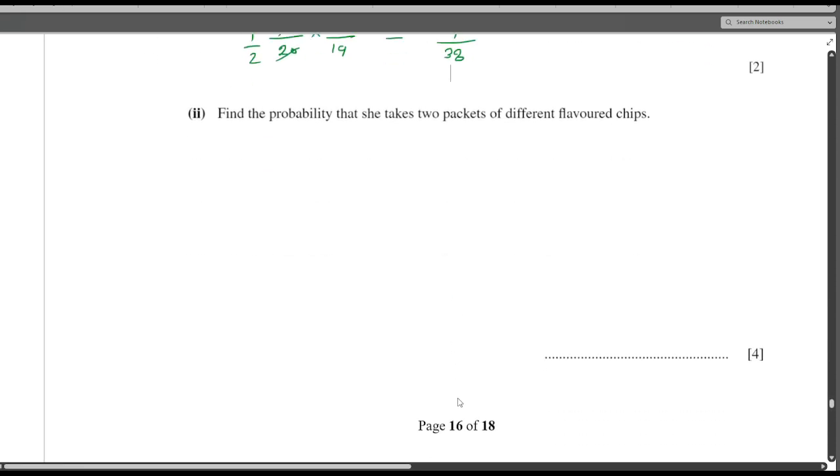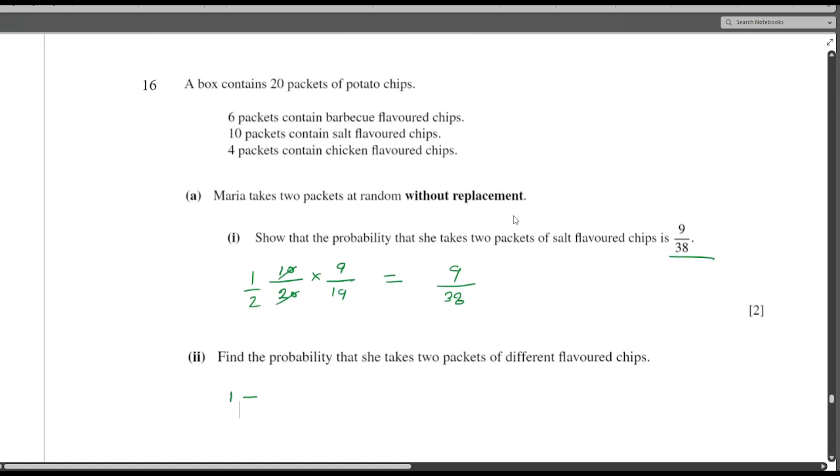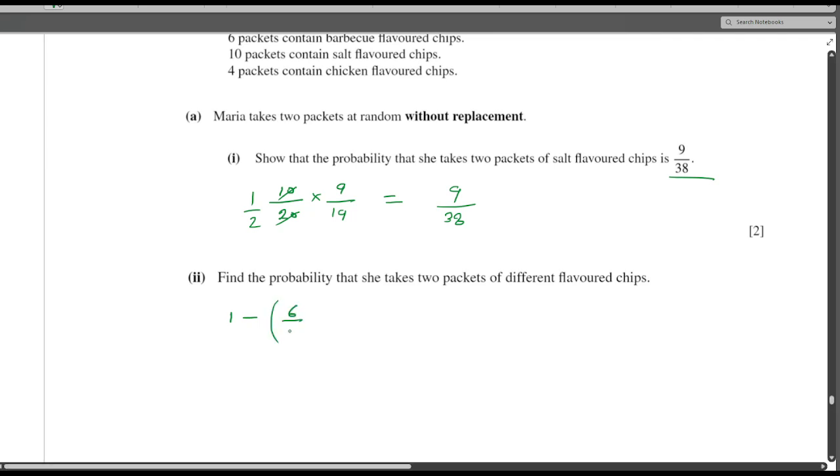Find the probability that he takes 2 packets of different flavored chips. Again, what I'm going to do is subtract the same flavored chips, which is going to be, in bracket, 6 divided by 20 times 5 divided by 19, or 10 divided by 20 times 9 divided by 19, or 4 divided by 20 times 3 divided by 19.